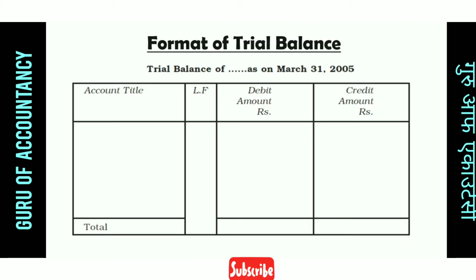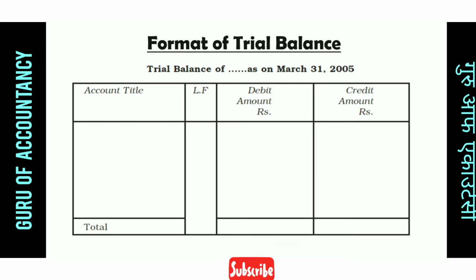Format of trial balance. Dear students, trial balance is prepared in a statement form. At the top you have to write trial balance of so and so business as on 31st March so and so year. In that, the first column is account title. Here you will write different accounts like building account, machinery account, different income accounts, different expenses accounts, capital account. All accounts you will write here. Then ledger folio number. If the account has debit balance, then you will write the amount in the debit amount column, and if the particular account has credit balance, then you will write credit amount.